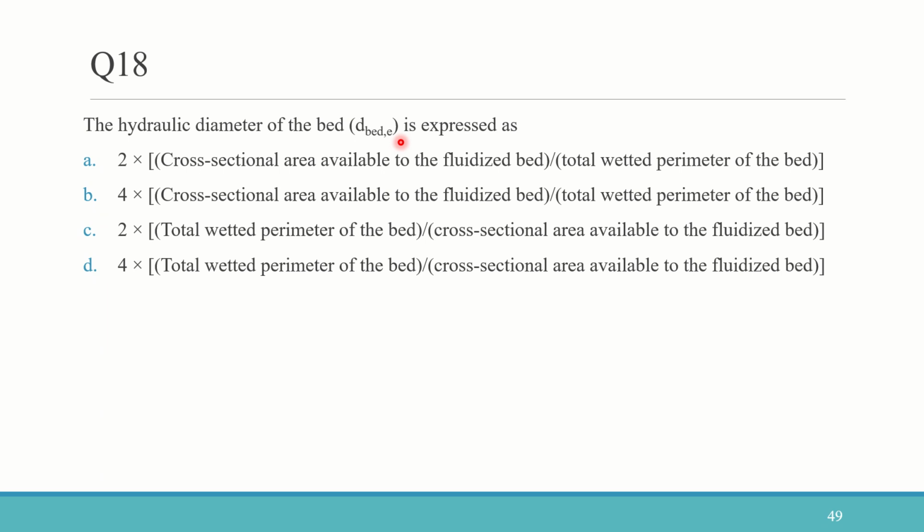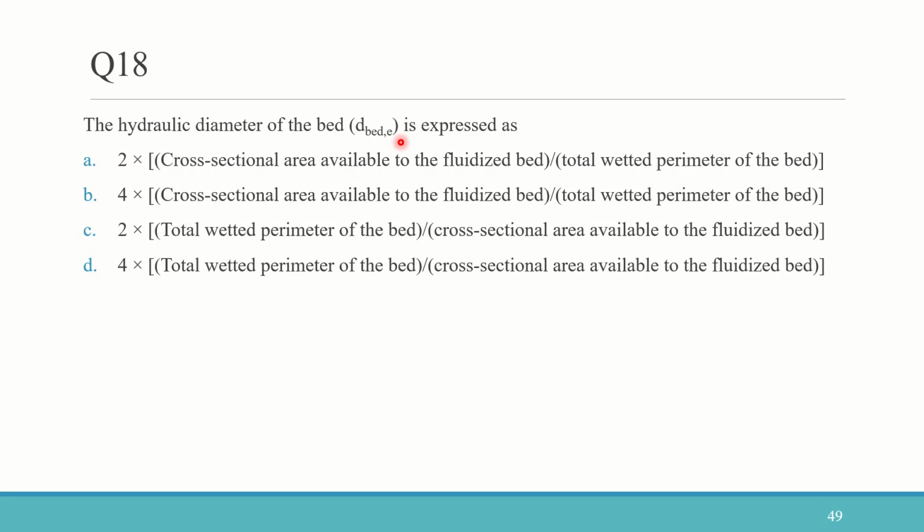So when does hydraulic diameter come into the picture? When the bed has several internals, we need some equivalent bed diameter to be used. So how is it calculated? It is similar to the hydraulic diameter calculation. So it is 4 into cross-sectional area available to the bed divided by total wetted perimeter of the bed. Option B is the right answer.